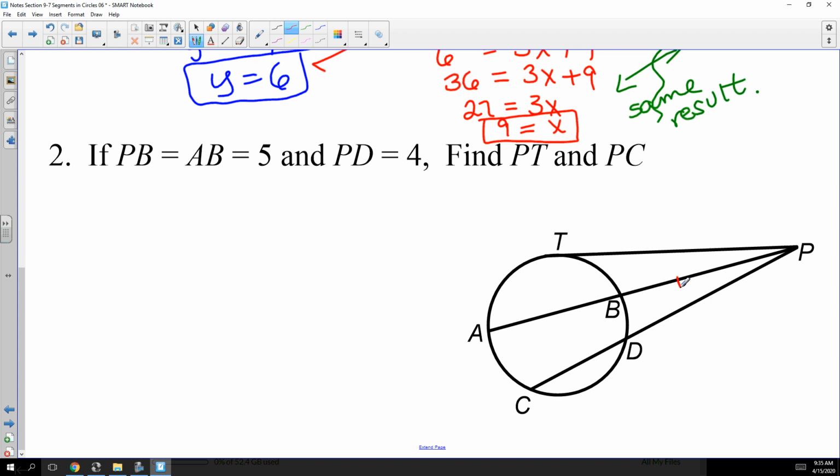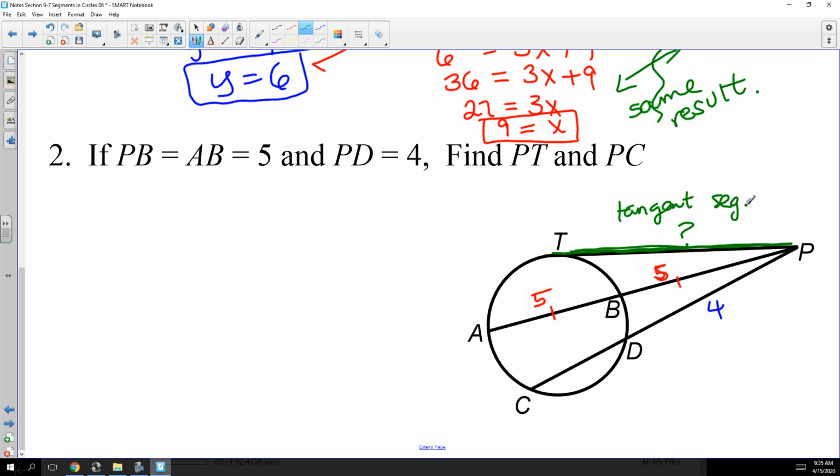We know the length of PB is equal to the length of AB, so that's 5. This is also 5, and we know the length of PD is 4. Let's just make this a little more clear right here. And the length of PD is 4. And we want to find the length of PC and the length of PT, right? So let's put a question mark on those. Here's PT. And what type of segment is PT? Segment PT is a tangent segment, right? This is a tangent segment.